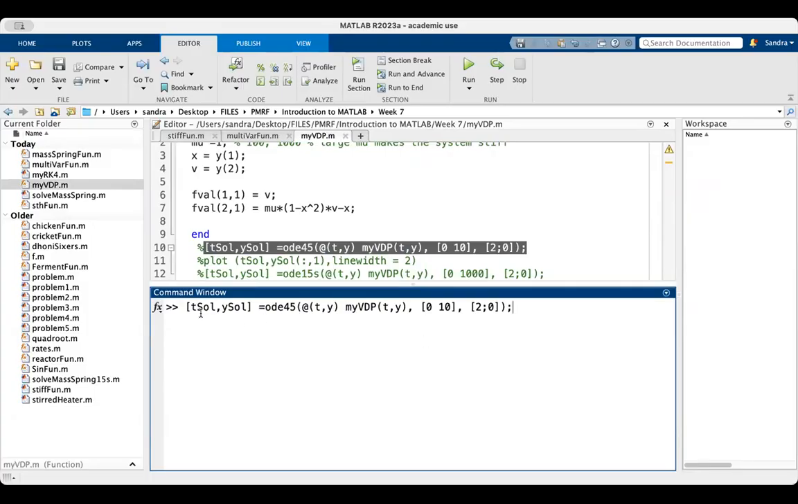So what I do is I have t sol, y sol, I call ODE45. My variable is t and y. My function is my dp, t and y. I will explain this later. My t span is from 0 to 10. My initial value is 2, 0.